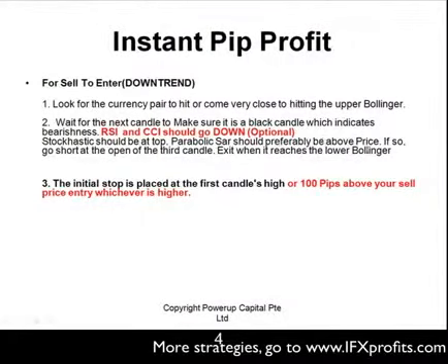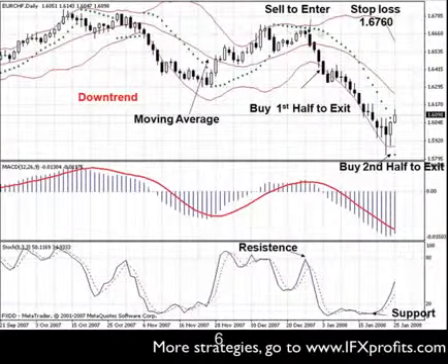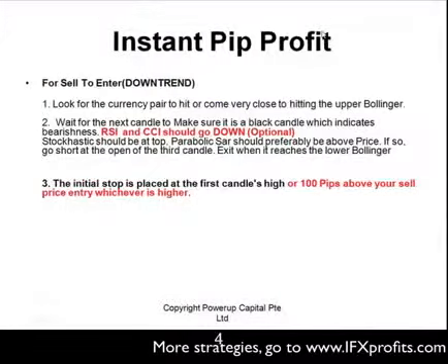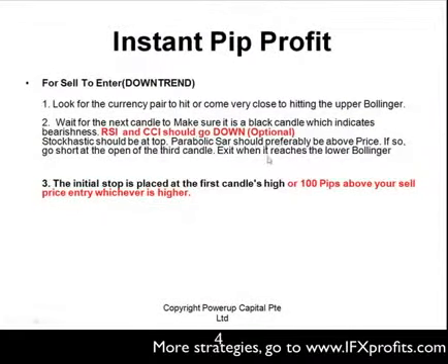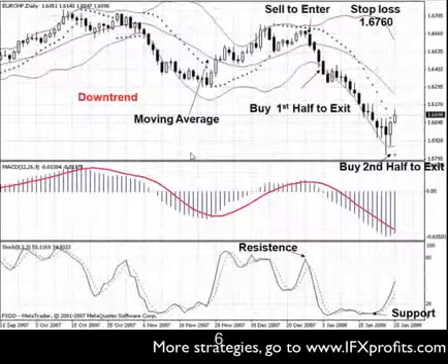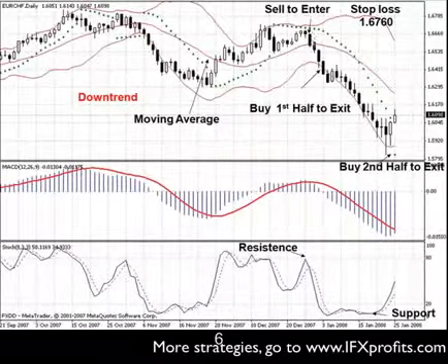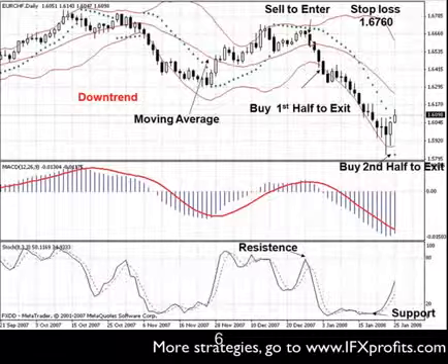Parabolic should preferably be above price. If you look at the parabolic dots, which is these dots, it's above the price. And if so, go short. That means sell at the open of the third candle. So this becomes the third candle. This is where you sell to enter. So parabolic is above, you sell to enter over here.